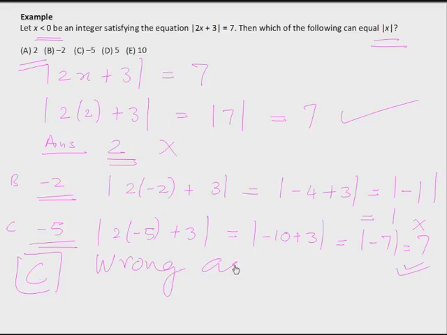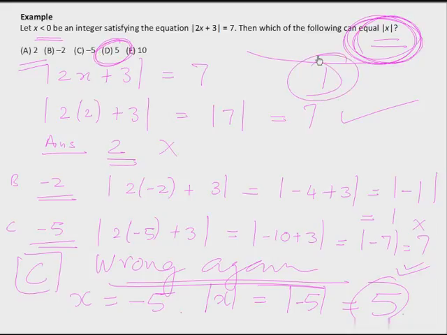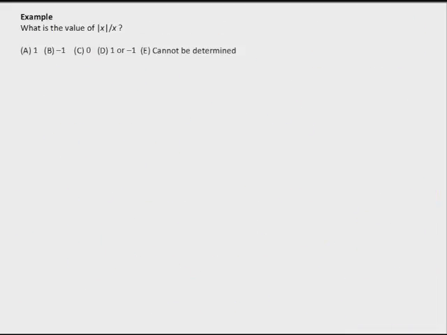Wrong again. Why? Because the question is not asking for x. Yes, x is minus 5, but read the question. Then which of the following can equal absolute value of x? So even though I got x equal to minus 5, the question is asking for absolute value of x, which is absolute value of minus 5, which is 5. And the answer is D. A really nasty question. They trip you up in many ways.